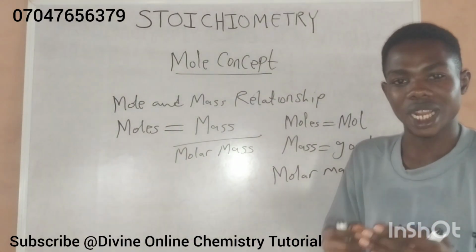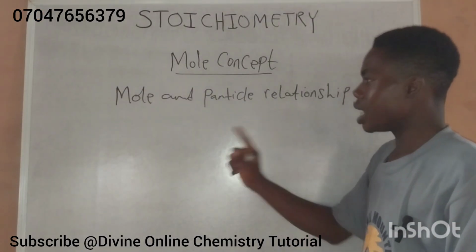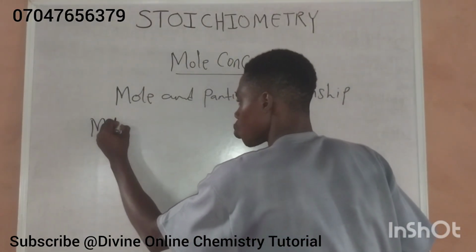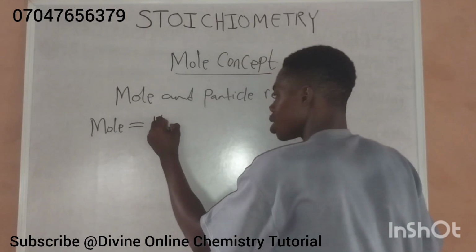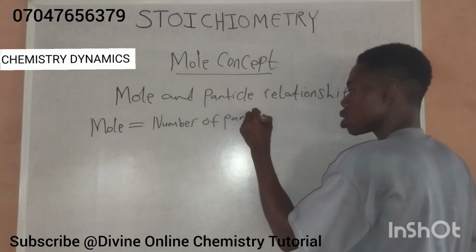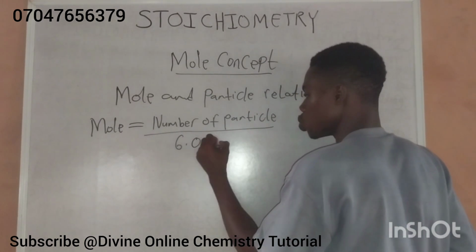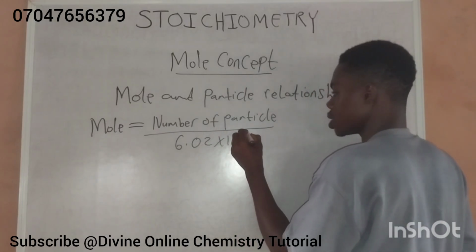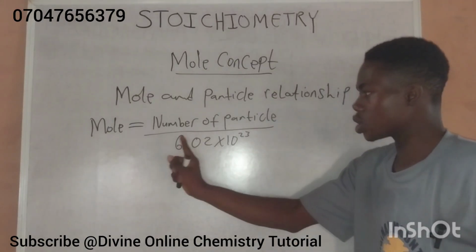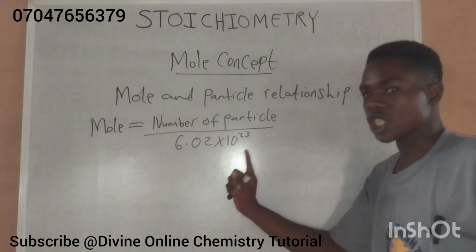Mole and particle relationship. This is the second relationship that I'm talking about. Now under mole and particle relationship, we have mole equal to number of particle over 6.02 times 10 raised to the power 23. So under mole and particle relationship, we have mole equal to number of particle divided by 6.02 times 10 raised to the power 23.